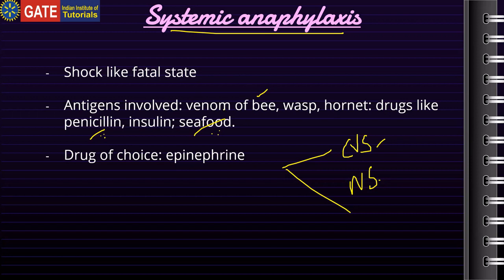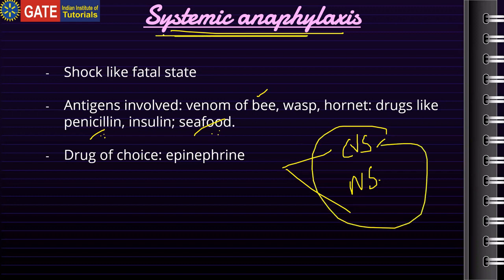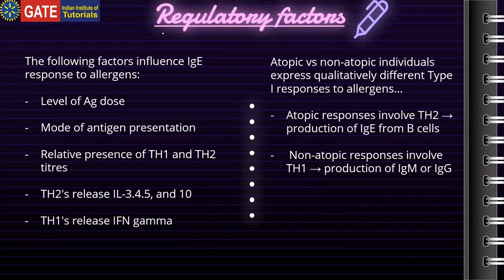So what you have to remember, these kinds of antigens are not specific to one particular tissue. They show their action throughout the body. So that is what we call systemic anaphylaxis.